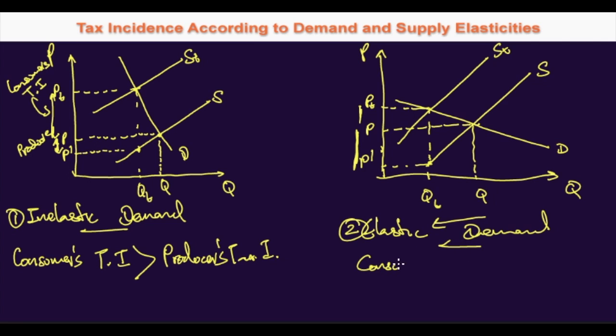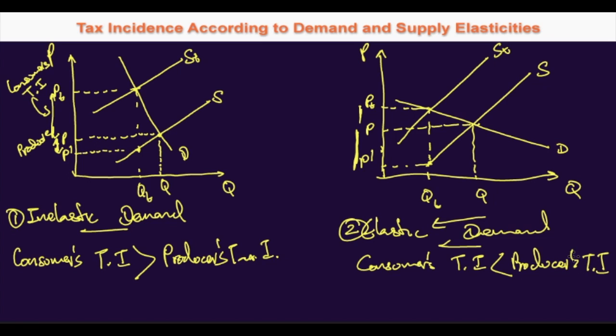So here for elastic demand, the consumers' tax incidence would be smaller than producers' tax incidence. Now, for example, milk powder is being imported, and if there is an excise duty for importing milk powder, and there are local producers who can produce milk powder locally, and there wouldn't be any taxes for locally produced milk powder. In this case, it is an elastic demand because you can find substitutes for the imported milk powder as local milk powder.